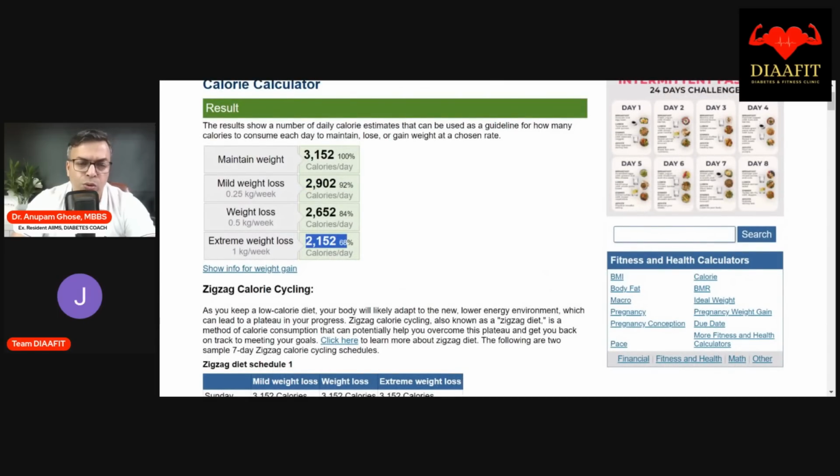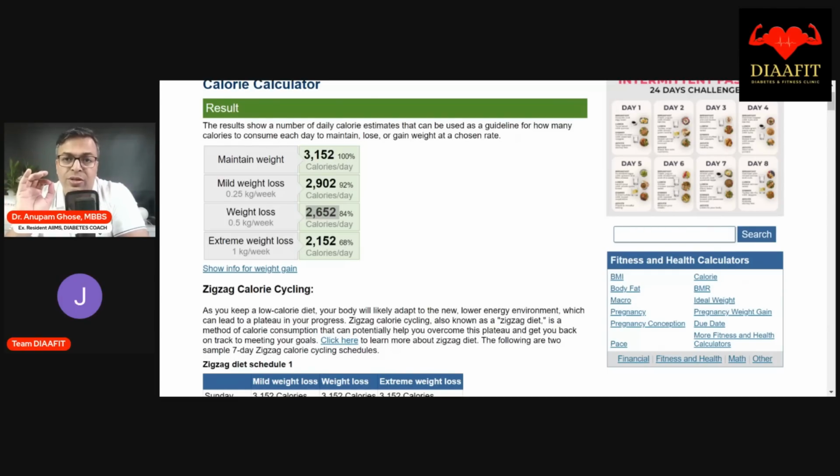The ideal process is weight loss of 0.5 kg per week. So you need to take approximately 2,600 calories. All of you can calculate yourself. We are just taking one example of Mr. Sukhvinder Singh. So 2,600 calories is the total daily energy expenditure for Mr. Sukhvinder Singh if he wants to lose weight.